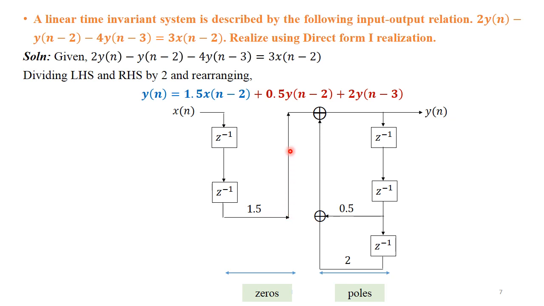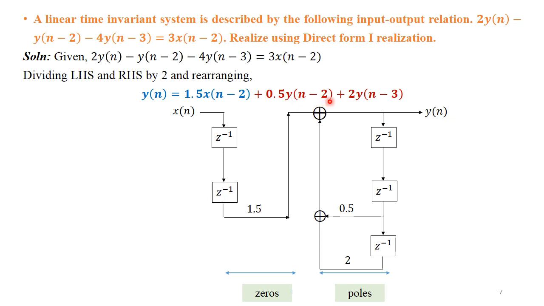Now that has to be continued further with the realization of the y terms. Remember why the line is not continued over here. If the term x of n is present in the given expression, then there will be a connection from this point to this point. In the given expression there is no x of n term, there is only x of n minus 2. Therefore there is no direct connection between these two. There will be two delay elements, then multiply that with 1.5, and then we have the continuation.